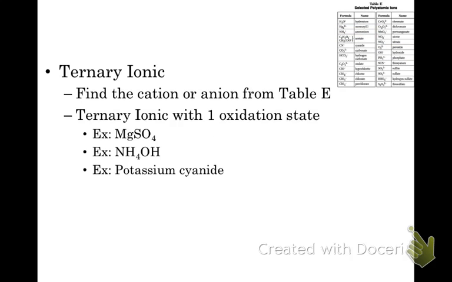Now I'm going to look at potassium cyanide. Potassium I know is an element. It's just K. There's only one charge to it, which is a +1 charge. I know that by looking off of my periodic table. And then I look at cyanide. So cyanide is right there, and that is CN minus. It's a 1-to-1 charge, so it ends up being KCN.